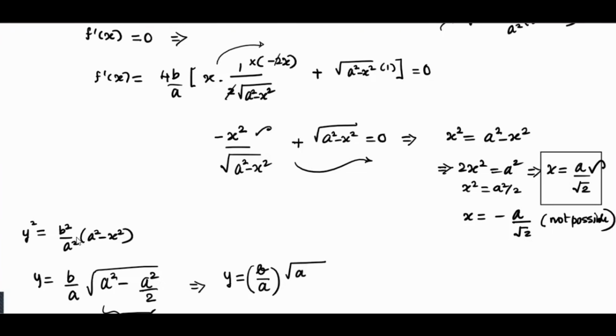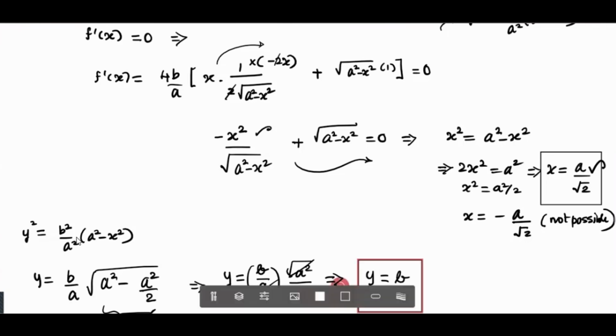So it becomes a by root 2. What happens here? This would have been root of a square rather. So a square and root of a square, a, get cancelled. So x is a by root 2, and y is b by root 2. So we have the answer for y.